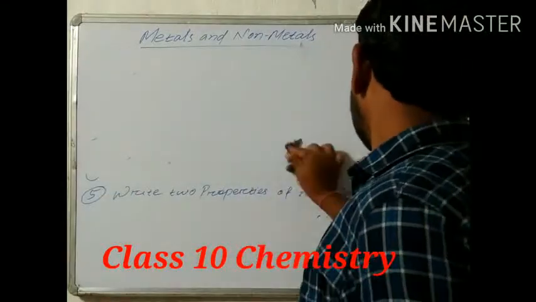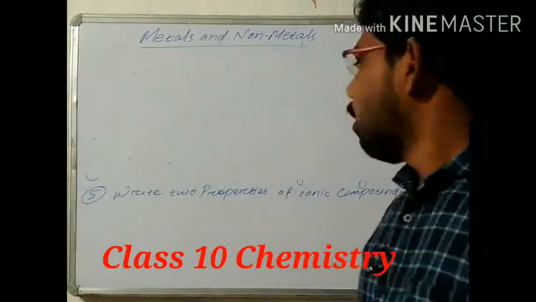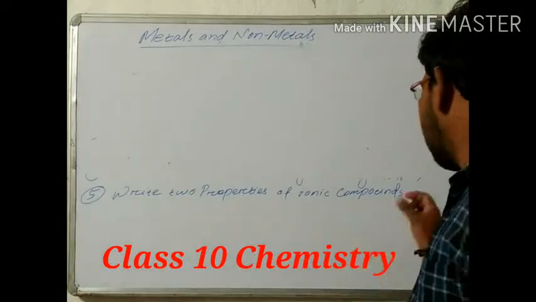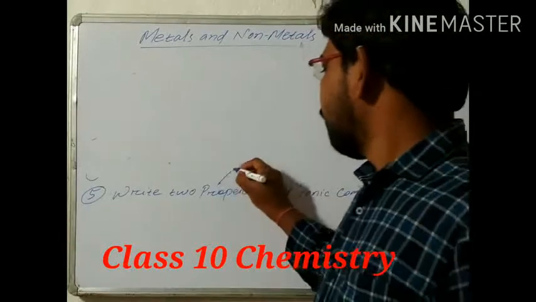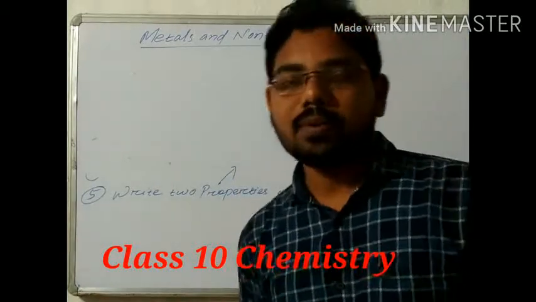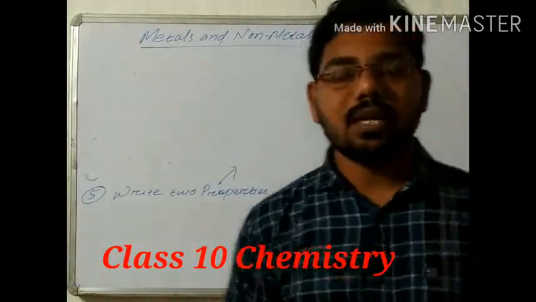So the next question: write two properties of ionic compounds. It is also one of the most important properties. Two properties of ionic compounds. Ionic compounds we had discussed in the last classes.